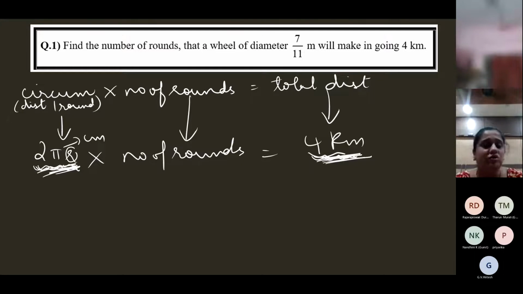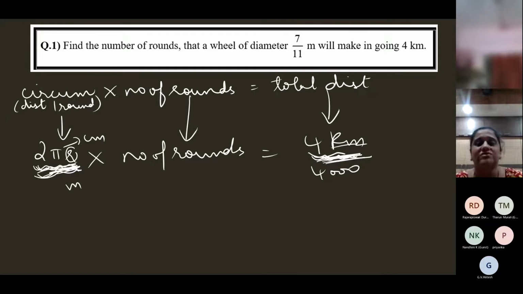Diameter is in meters, so 2 pi r, the answer, will be in meters. That means 4 kilometers also should be converted to 4,000 meters. How do you know the unit for circumference? Whatever is the unit for the radius.